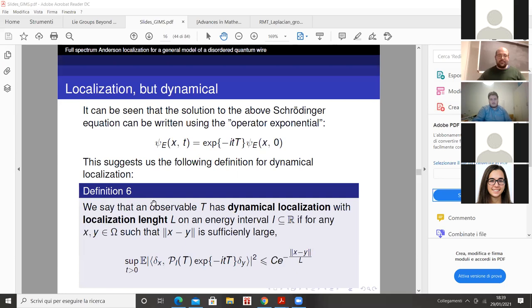So we say that an observable has dynamical localization on some energy interval I if this relation is satisfied. You have that the supremum over t greater than zero of the expectation over the randomness of this bracket, which basically represents the probability of passing from a Dirac delta concentrated in x to a Dirac delta concentrated in y, is exponentially small in the distance between x and y. There is this mysterious P_I(H), called the spectral projection. This is oversimplified and quite a technical object, but basically it tells you that everything is happening in the energy range given by the interval I.